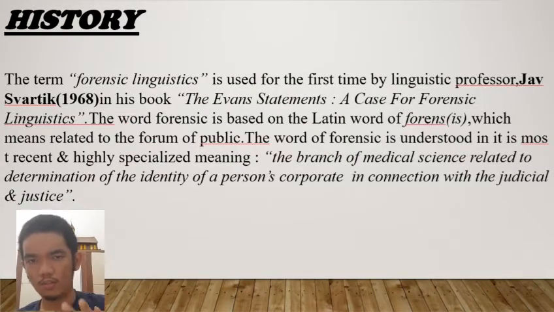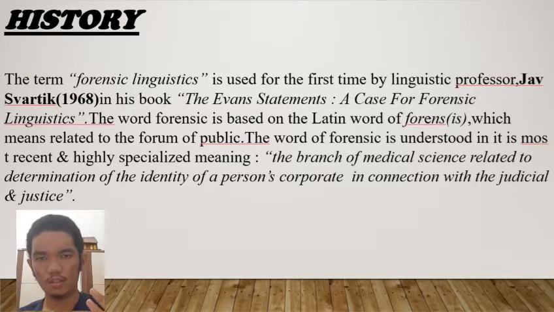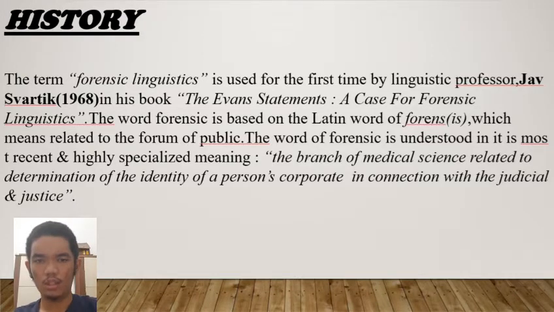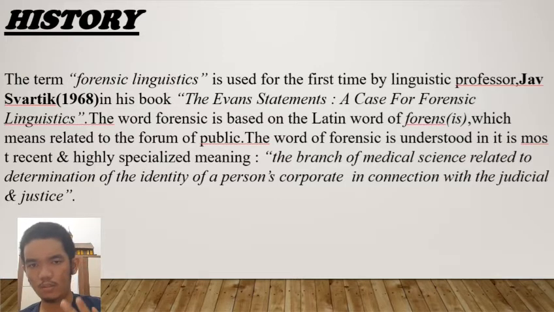History. The term forensic linguistics was used for the first time by linguistics professor Jan Svartvik in his book titled The Evans Statements, a Case for Forensic Linguistics. The word forensic is based on the Latin word forensis, which means relating to the forum of public. The word forensic is understood in its most recent and highly specialized way, meaning the branch of medical science related to the determination of the identity of a person or corporate in connection with the judicial and justice.